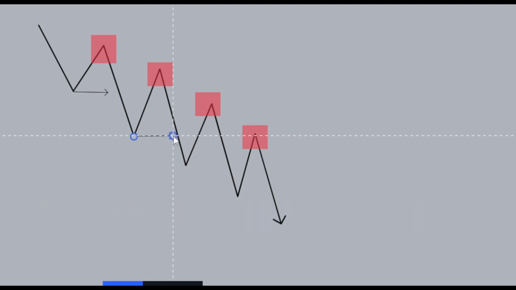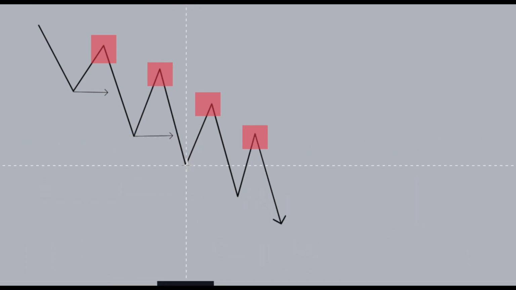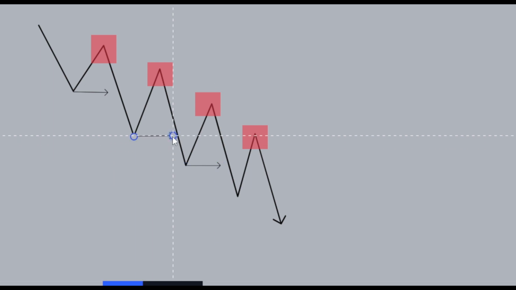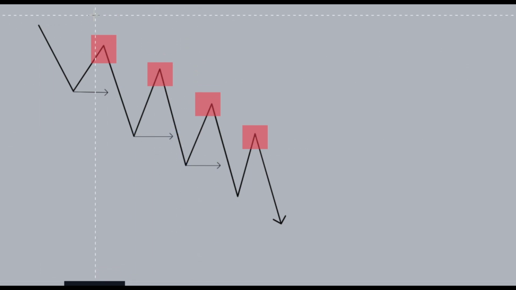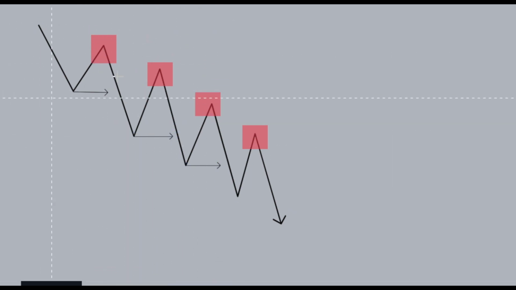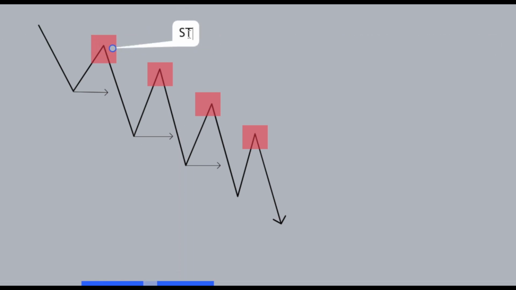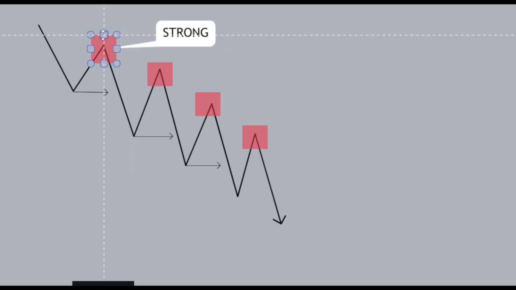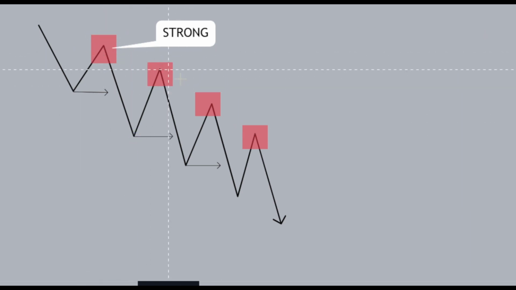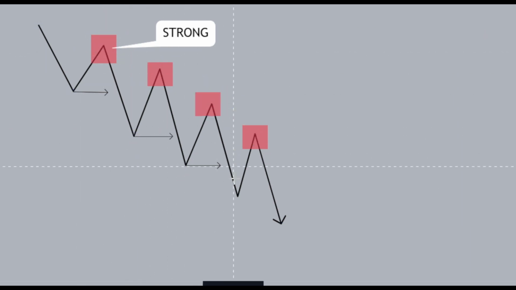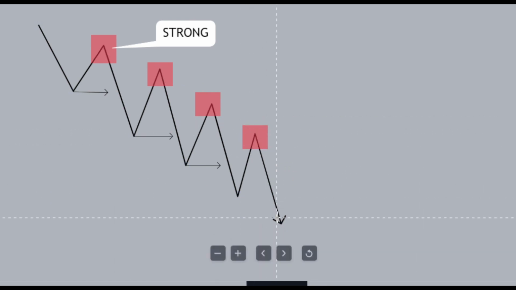This is a breaker structure, and this is a breaker structure, right? So these are all structural breaks to the downside. So again, these now become strong structures over here. Each one of these in red is a strong structure, and the reason why it's a strong structure is because this high has led to a breaker structure. This high has led to a breaker structure. This high has led to a breaker structure. Now this high has led to a breaker structure.